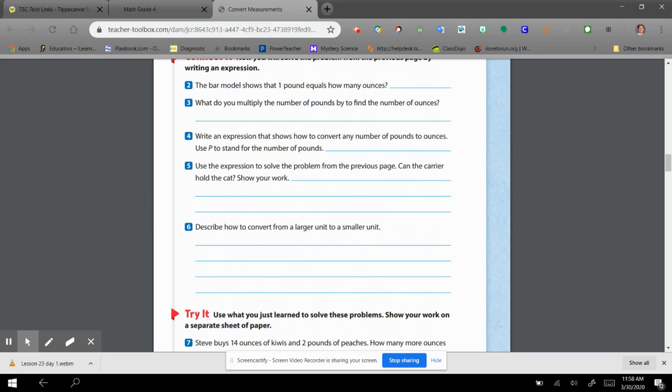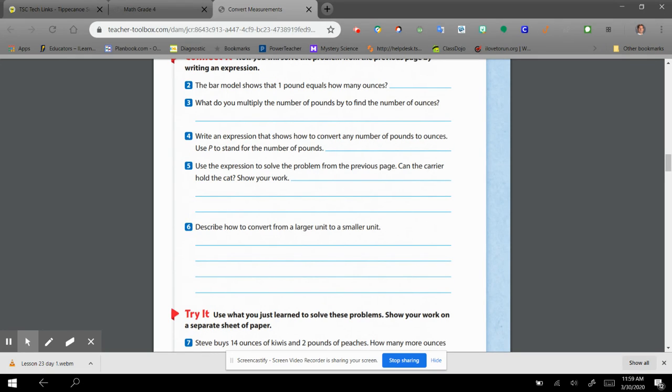The bar model shows that 1 pound equals how many ounces? You should write 16 ounces. What do you multiply the number of pounds by to find the number of ounces? You'd multiply the number of pounds by 16, because 16 ounces equals 1 pound.